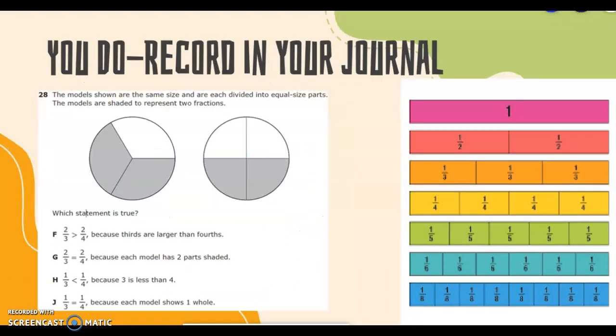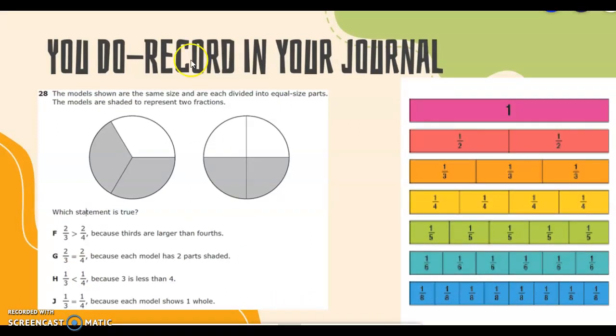Now let's look at our second problem. It says the models shown are the same size and are each divided into equal sized parts. The models are shaded to represent, and represent means to show, two fractions.